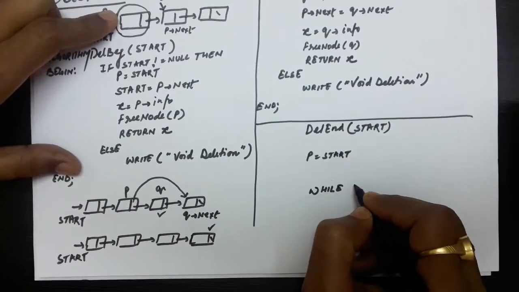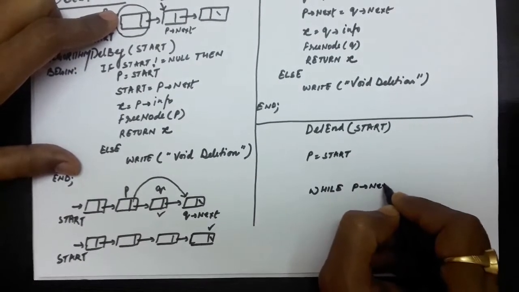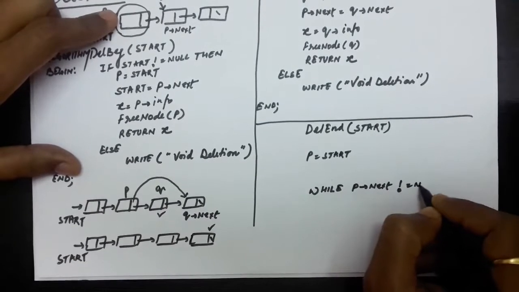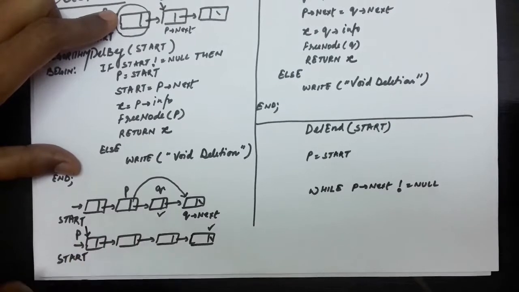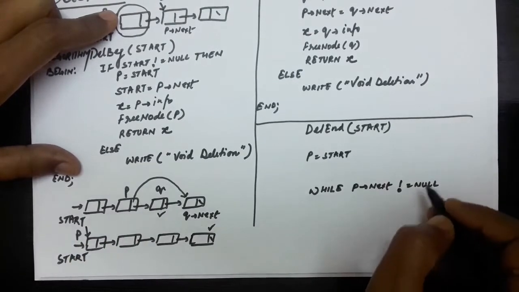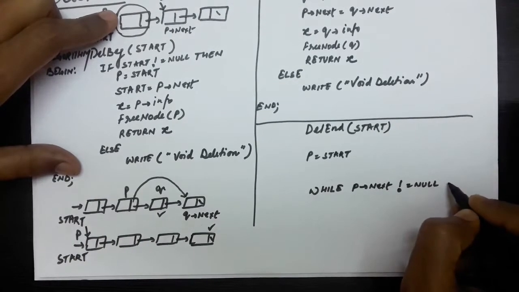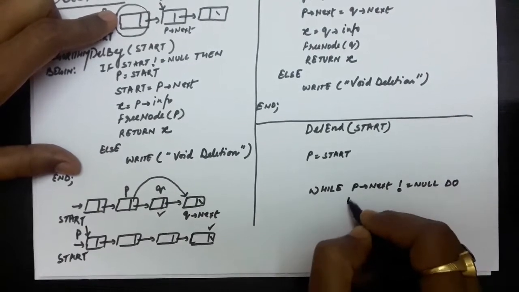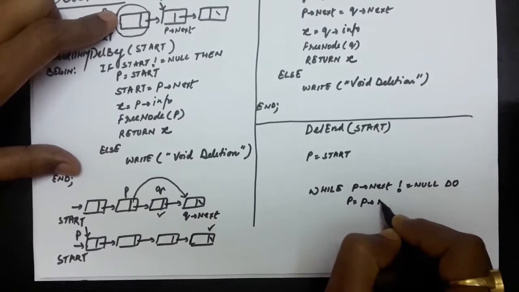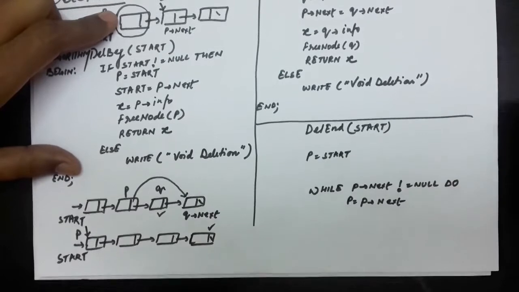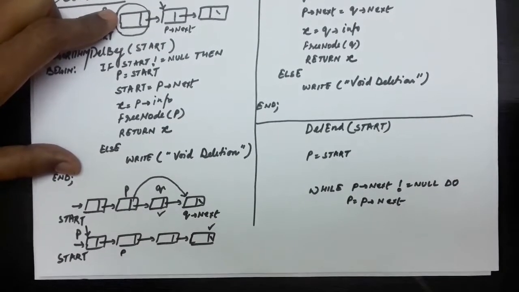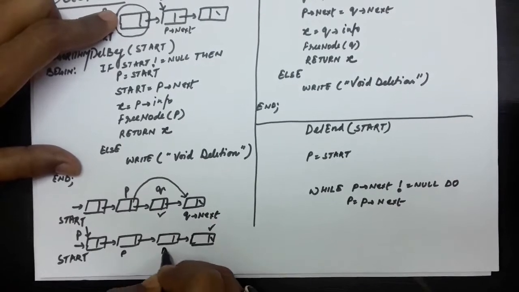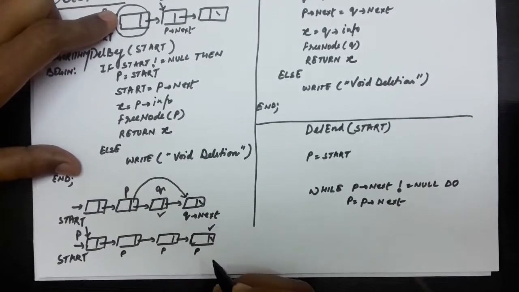Then while p dot next is not null, I will traverse this linked list. I have considered that this node is p, and I will reach the last node which has the next field as null. So p equals p dot next. This node does not have the next field as null, so I will shift to this. This node does not have next field as null, I will shift to this. This node has next field as null, I will stop.